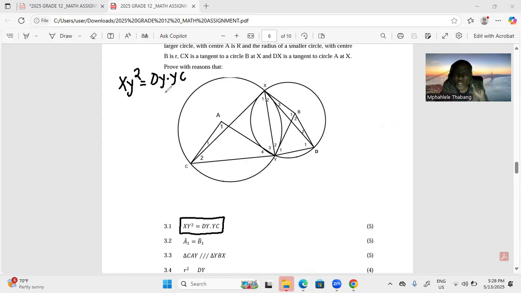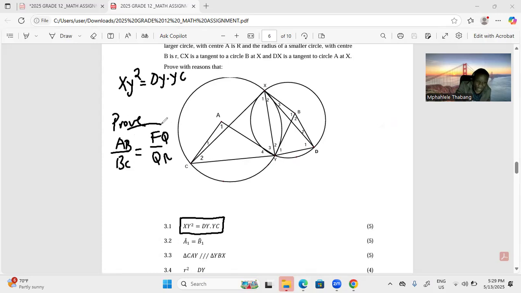But to solve this kind of problem, sometimes it will be very important to first prove that we have triangles that are similar and take it from there. Take it from similar triangles. When we give you something like this, guys, please, when we say prove that AB over BC is equal to PQ over QR, I'm just bringing my stuff here.